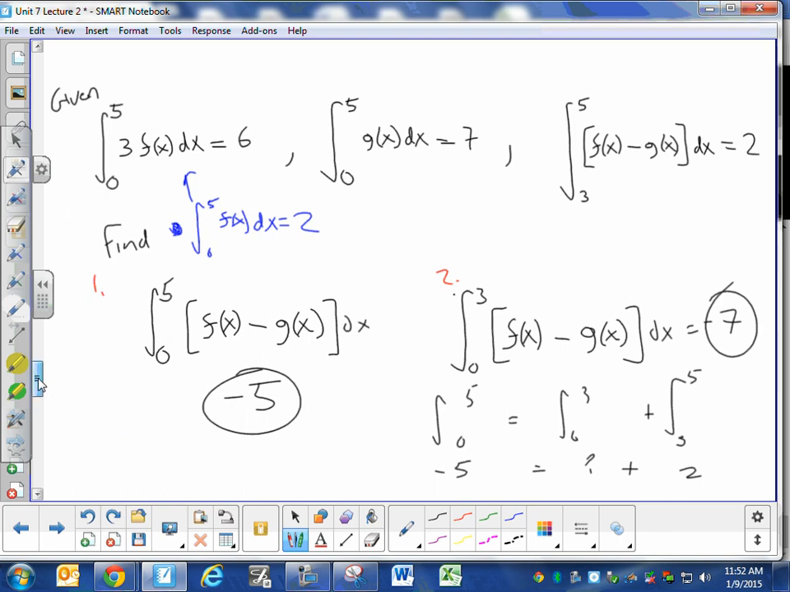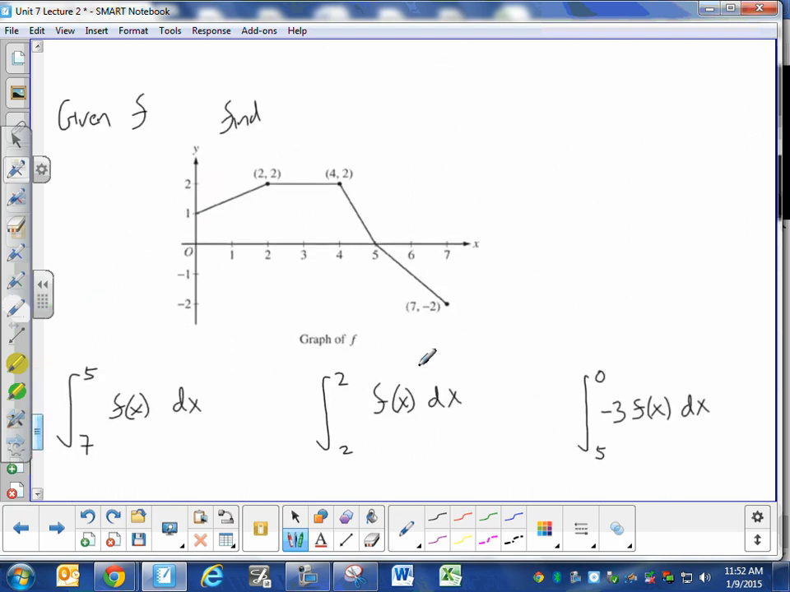Okay? Now, same questions could be asked here, given a graph. This is like the graph on your quiz. I might add in some f of x plus 2 and from 7 to 5 instead of 5 to 7. I might add a -3 in there from 5 to 0. So more complexities, keeping track of order mattering. Whenever you have something from right to left, just figure out what it is from left to right and then take the opposite of it. Okay? But that's it. Have a good weekend.